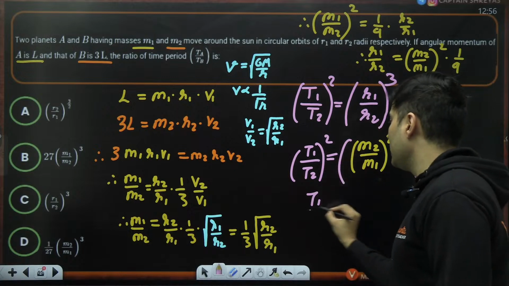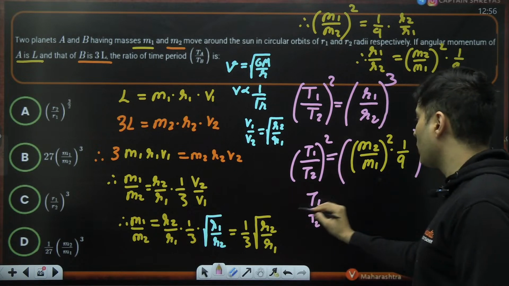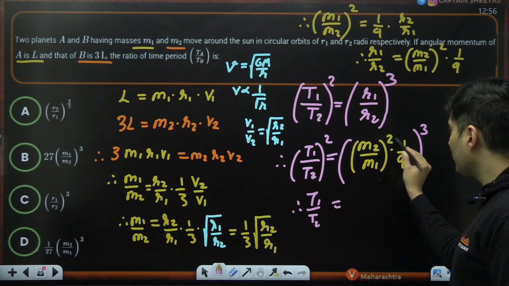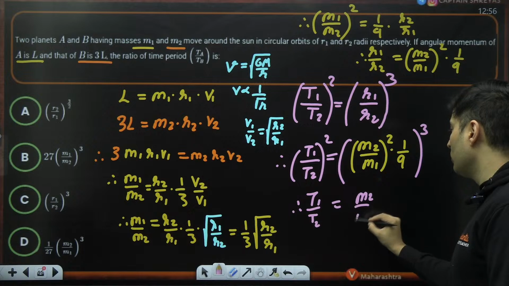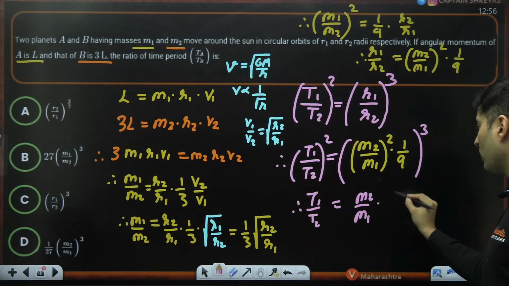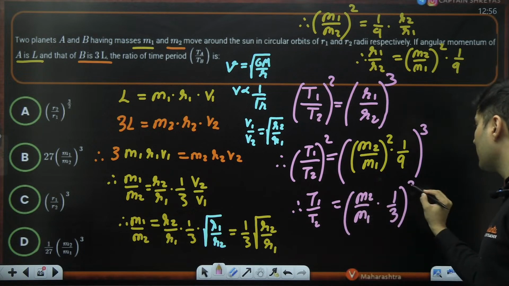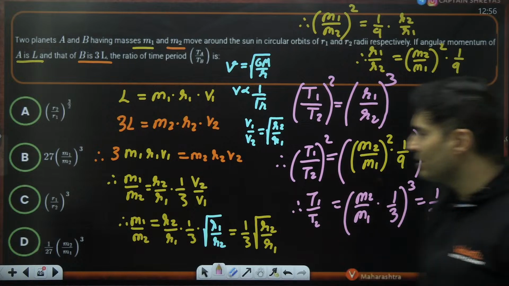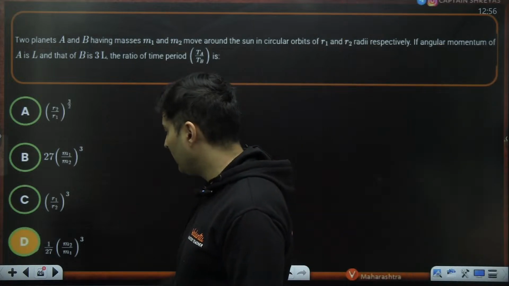Now if you just write T1 by T2 taking square roots, what will it be? Square root of square will be that same thing. So it will be M2 by M1. 1 by 9 square root is 1 by 3. So this cube, of course. So what else is there? Yeah, 1/3 cube is 1/27. And this will be (M2/M1)³. So (M2/M1)³, 1/27 is there. Yep, perfect. It is 1/27.